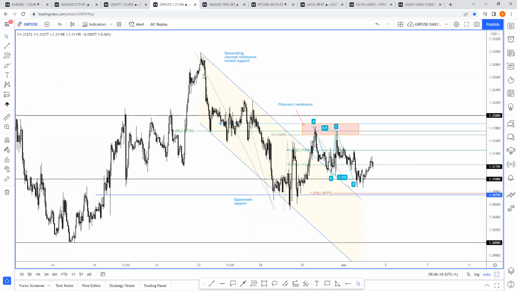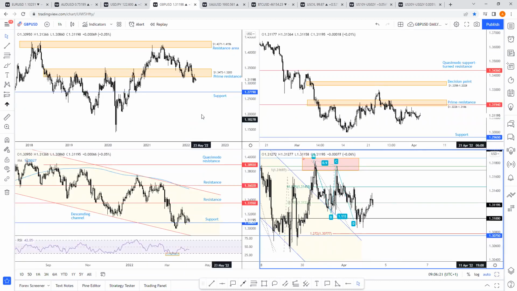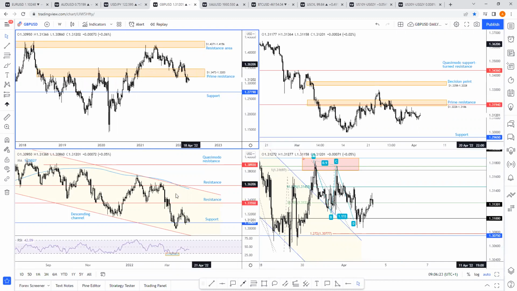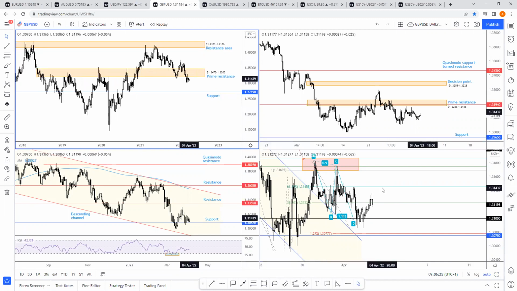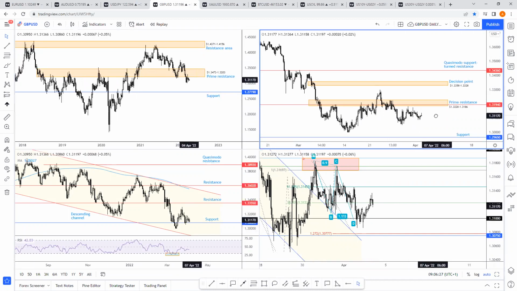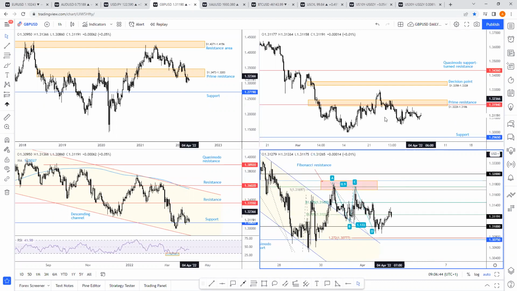However, given where we're coming from on the bigger picture, I don't anticipate much going beyond here. Look, my upside limit for the short term is this prime resistance on the H4 time frame between 32.28 and 31.86. So yeah, do be aware of this if you are trading this market.